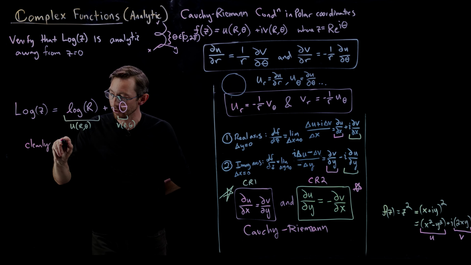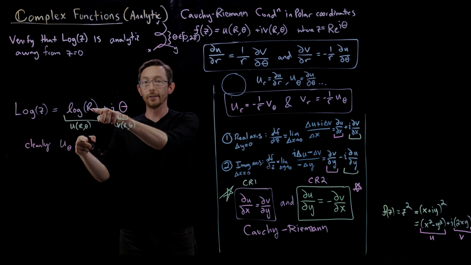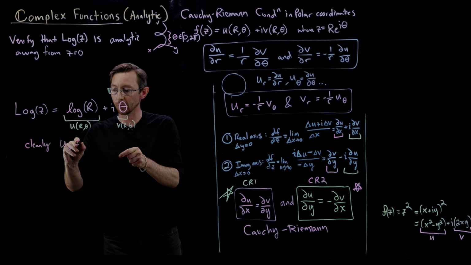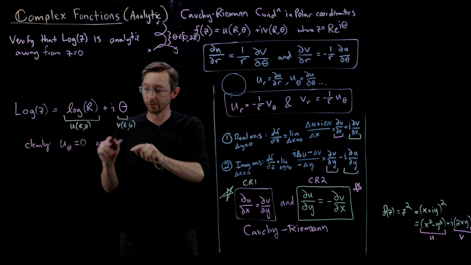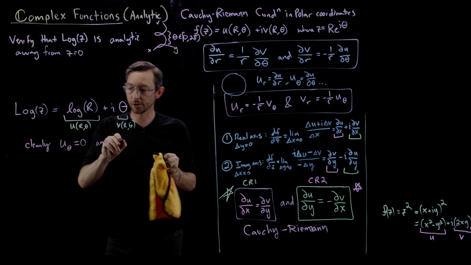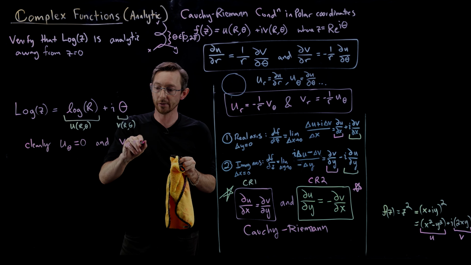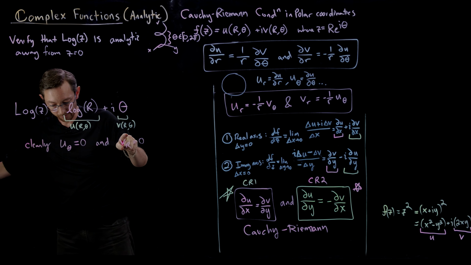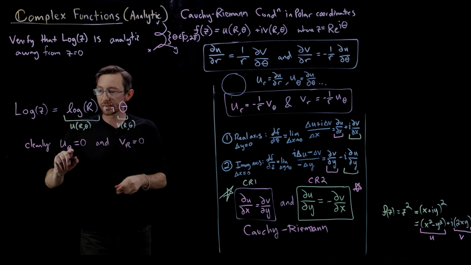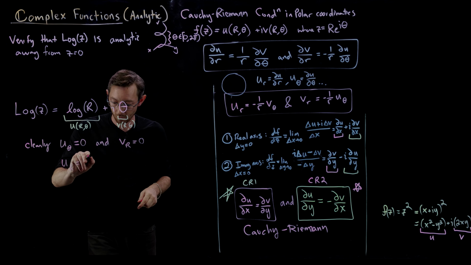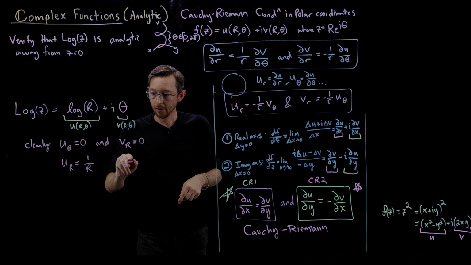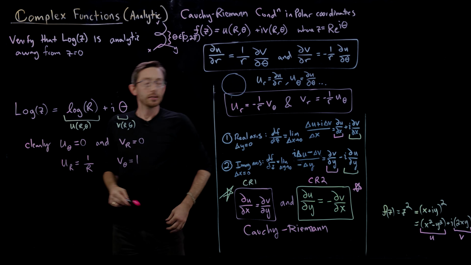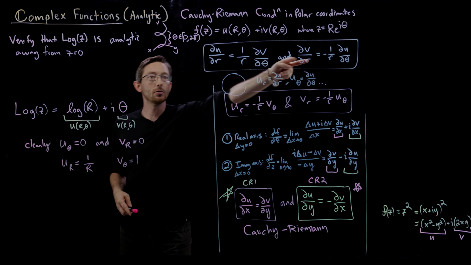So kind of clearly we have that u sub theta, because u is only a function of r, partial u partial theta equals 0. And because v is only a function of theta, partial v partial r is also equal to 0. That's certainly true. And u sub r, if I take the partial of this with respect to r, it's just 1 over r. And v sub theta equals 1. Okay? So let's just kind of verify these two Cauchy-Riemann conditions.